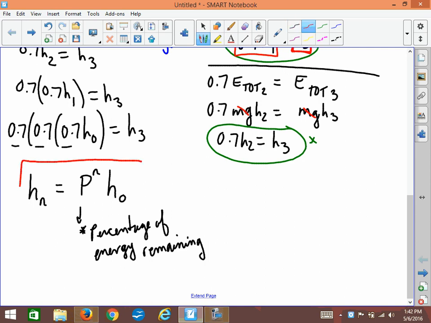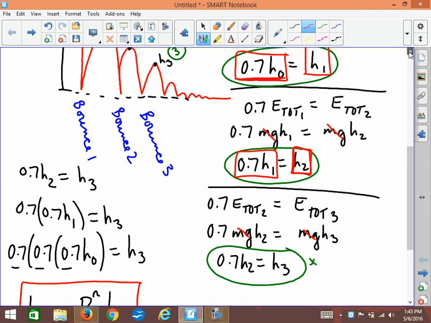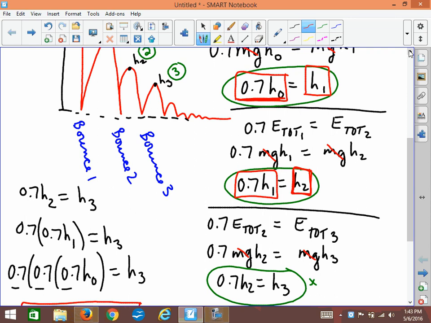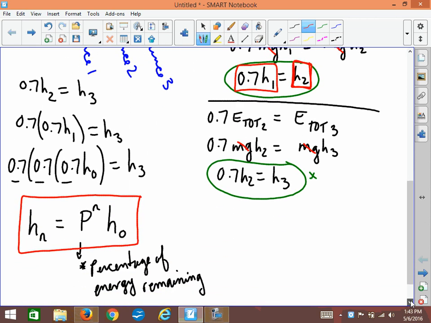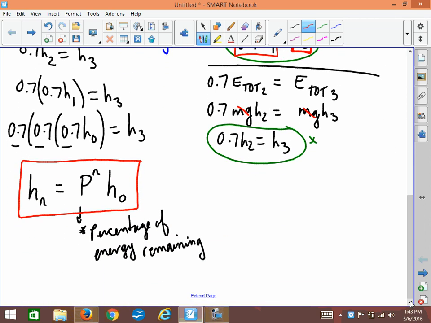But this little expression is handy because it can tell us right away, without going through all these processes that we did, all three of these things, we can simply start with this, and we can find out how high the ball would go after so many bounces. So let's do our question and see what would happen. If we did Hn equals P to the n times H0, then the height after 3 bounces, which is what our question asked for, would be the percentage of energy remaining.